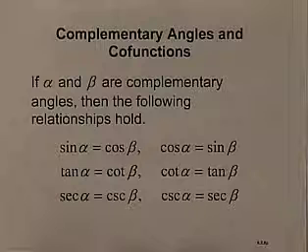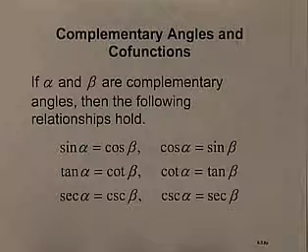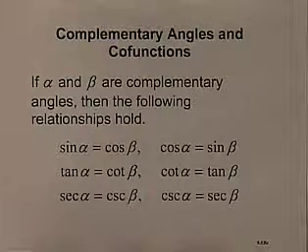Now let's finish this lesson by defining some terms and by looking at some related formulas. And the formulas that we're going to be interested in have to do with complementary angles and cofunctions. If alpha and beta are complementary angles, then the following relationships hold. The sine of alpha is equal to the cosine of beta. The cosine of alpha is equal to the sine of beta. The tangent of alpha is equal to the cotangent of beta. The cotangent of alpha is equal to the tangent of beta. The secant of alpha is equal to the cosecant of beta. And the cosecant of alpha is equal to the secant of beta.